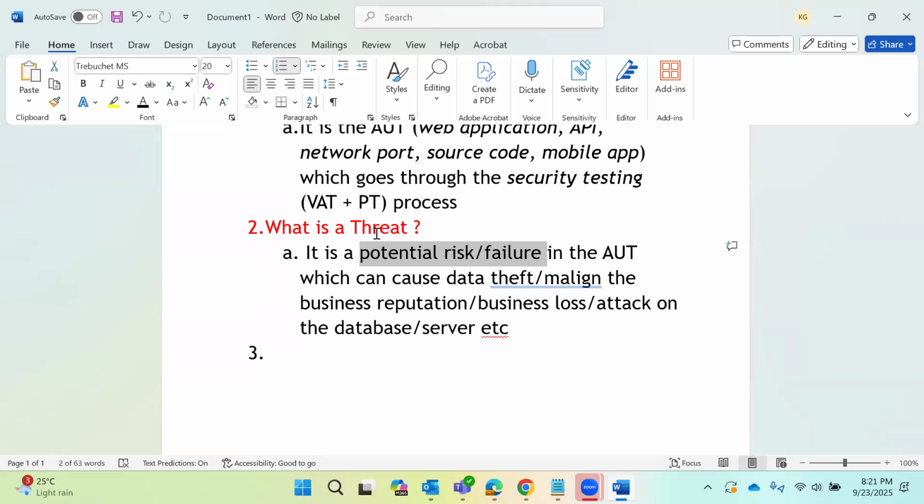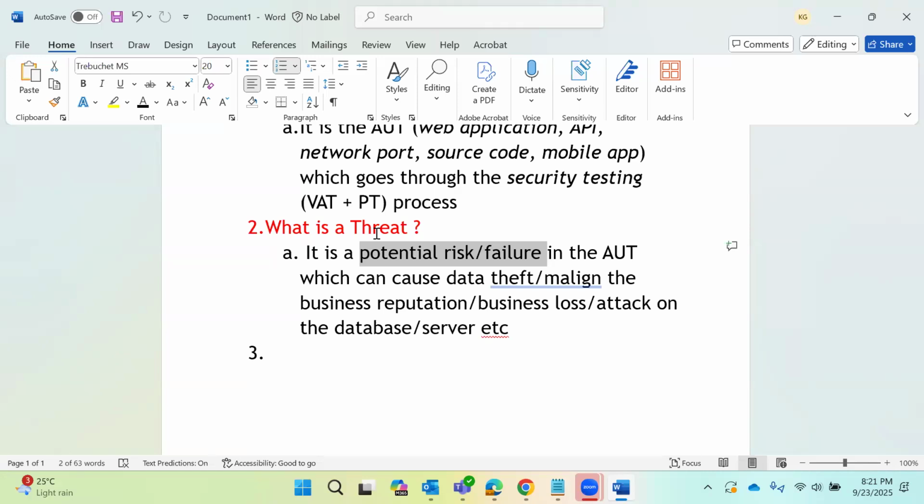So another thing is finding one threat is not easy. Finding a threat is not 5 minutes work. Sometimes it is 1 hour effort. Sometimes it is 1 day effort. Sometimes it is 5 minutes effort. Sometimes it is 1 week, 1 month, 6 months effort also.